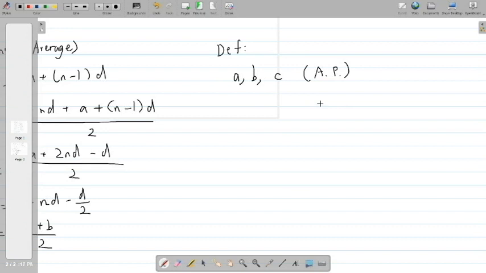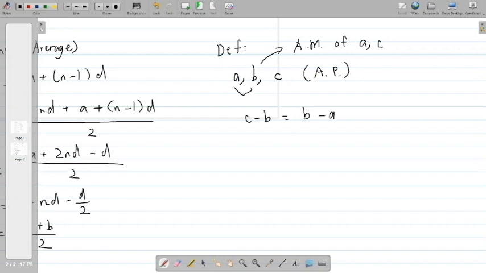So that means that, let's say B is the arithmetic mean of A and C. That means that C minus B should be equal to B minus A. This is assuming that B is the arithmetic mean of A and C. So that means that A plus something equals B, and then B plus something equals C.